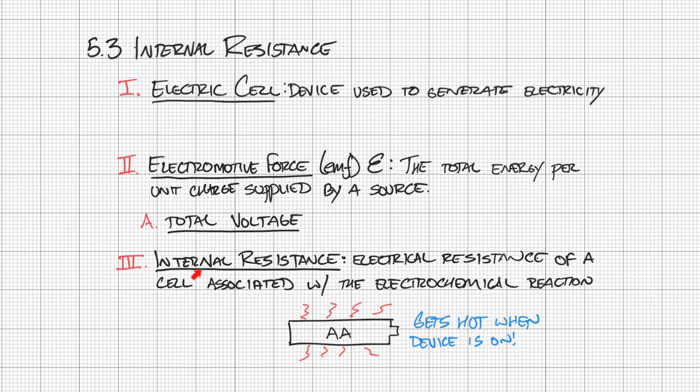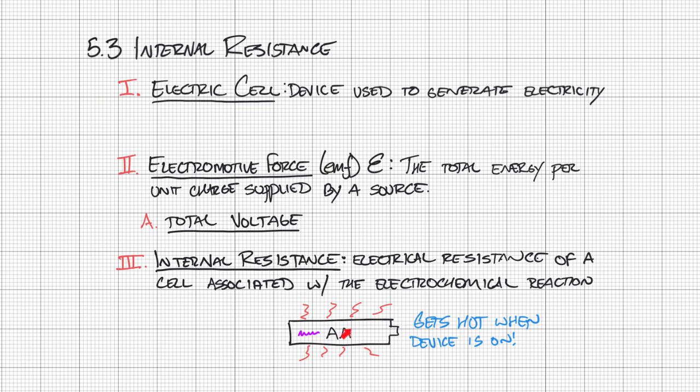Lastly, then, internal resistance is simply the electrical resistance of a cell, so a battery, right? A battery has resistance in it associated with the electrical reaction. If you've ever held a battery after you've been using it in a device, you feel some warmth or heat being produced from that battery. It feels warmer because it gets hot when the device is on. That's because basically there's a small, tiny resistor inside that is producing heat, so it's using some of that energy that it's actually producing.